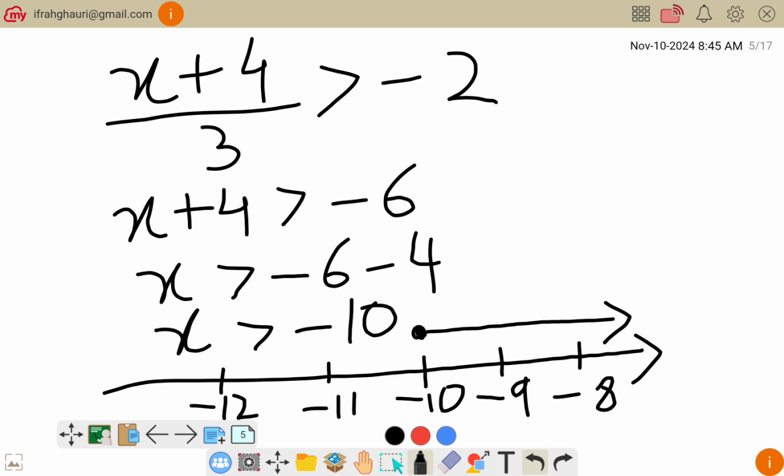So this is how we solve inequalities and we draw the number lines. I hope you understood it and practice with more questions, and see you in the next video.